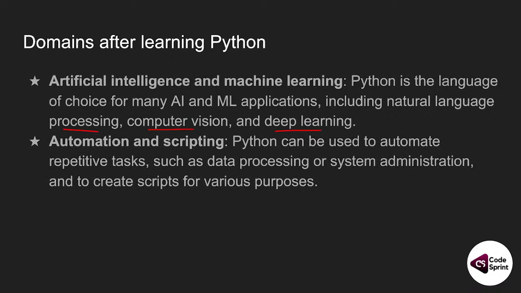Afterwards, automation and scripting. Here also Python is used, because if we want to do a specific task repetitively, such as data processing or system administration, we can use Python. These are different tasks you have to do again and again, where we can use Python.